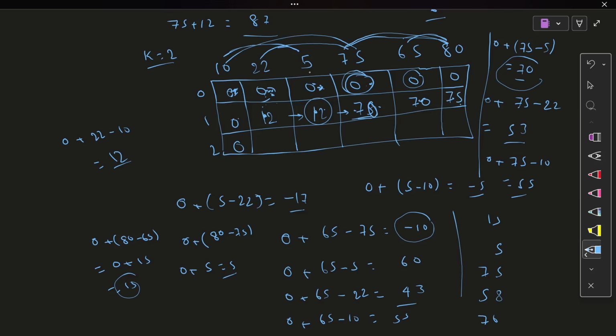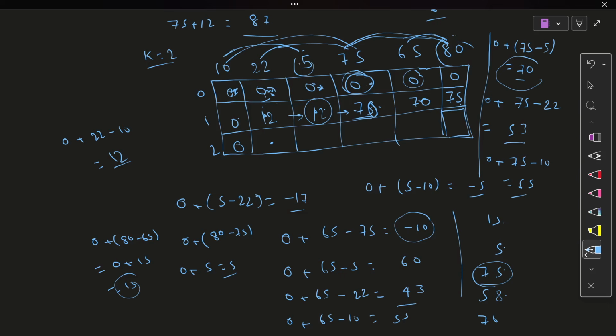Buy at 5. Here we got 75. Buy at 5, sell at this one, 75. So, 15, 5, 75, 58, 70. Which one is maximum? 75 is maximum. Buy at 5, sell at 80. We got the maximum profit. Okay. Now for the second transaction, here same. You will do the same, you will get the maximum profit here.